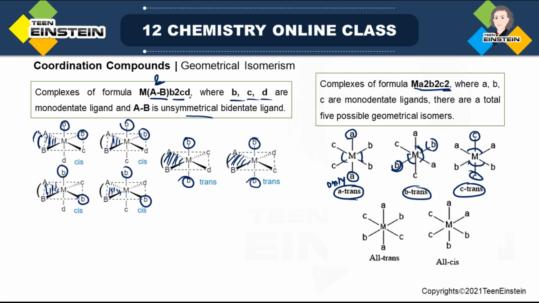Now another possibility: all are trans. That means A, B, and C are each at 180 degrees. And the other possibility: all cis, that means all pairs at 90 degrees. Fine.